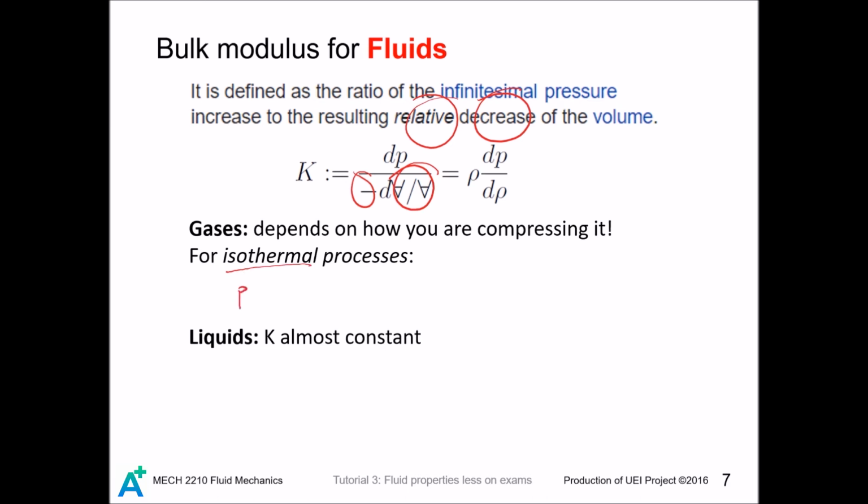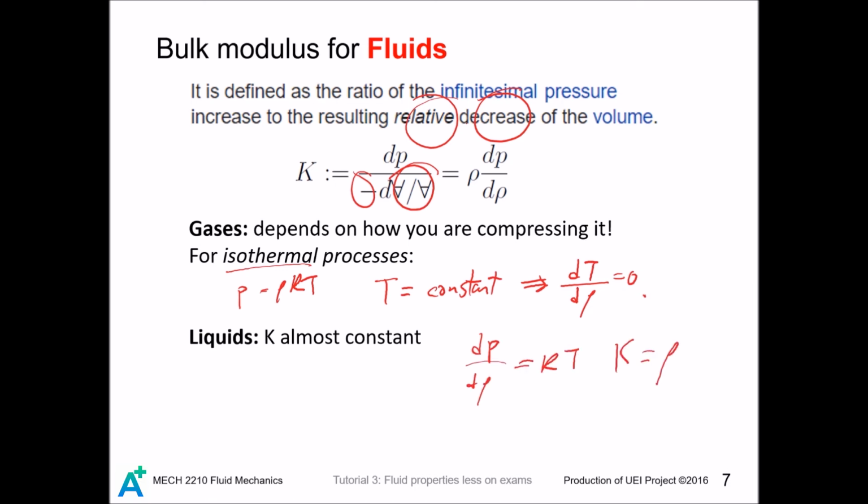So we have the ideal gas law, P equals rho RT, and T is just a constant, so it is not a function of density. If we take a rho derivative on P, then we have K equals rho dP d rho, and that is rho RT, which is P. Of course, bulk modulus has the same units as pressure and is given in pascals.